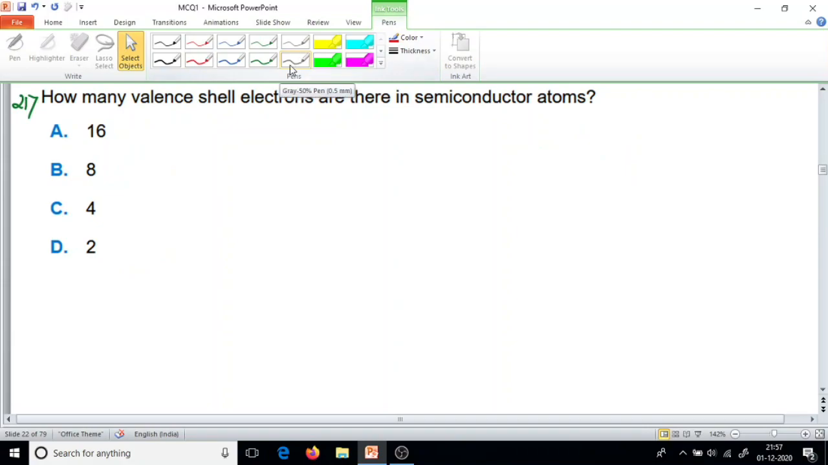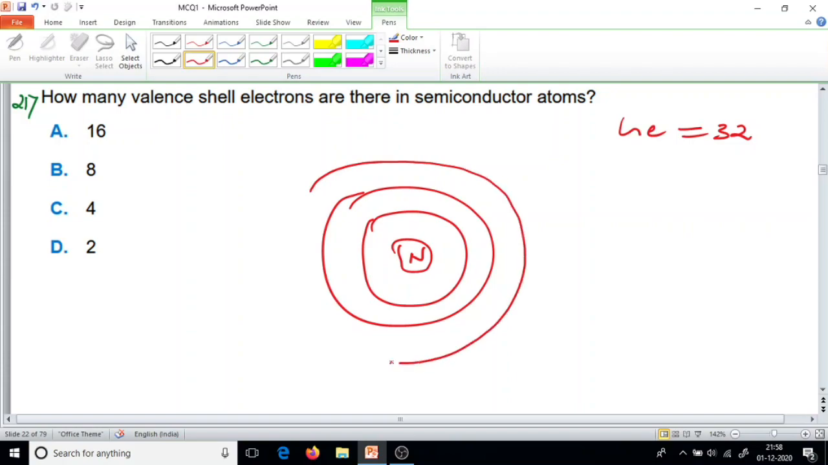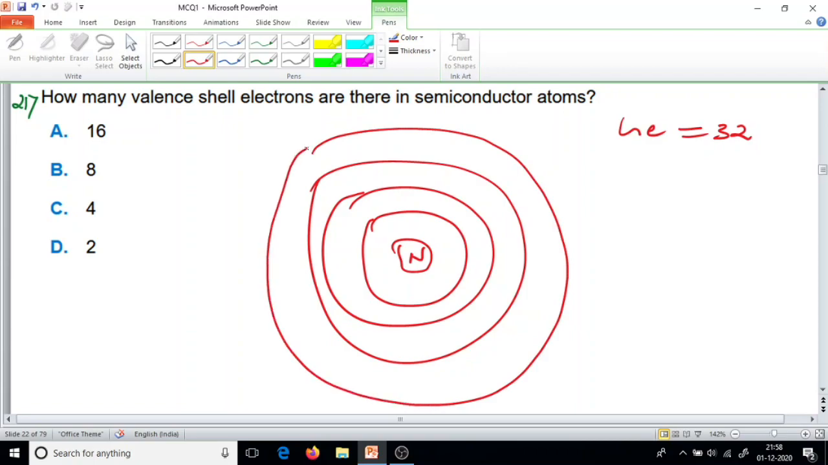Question number 21. How many valence shell electrons are there in semiconductor atoms? I already explained silicon. For germanium, what is the atomic number? 32. So how do you arrange? This is the nucleus, first orbit, second orbit, third orbit. My drawing is poor. Please bear with me.